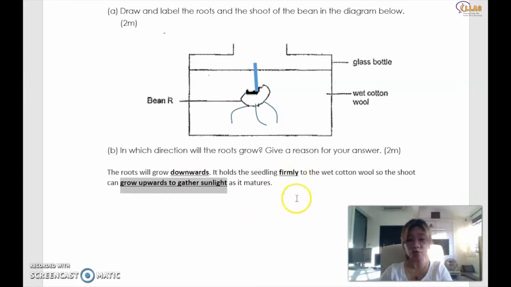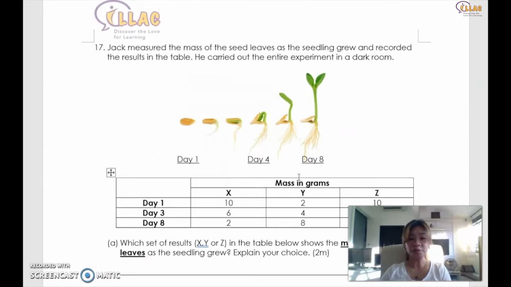Which direction will the roots grow? Grow downwards to hold it firmly. If you want another answer, you can also say it spreads out wide in order to hold it firmly, or downwards further deep down in order to get as much water as possible. Both answers also can.